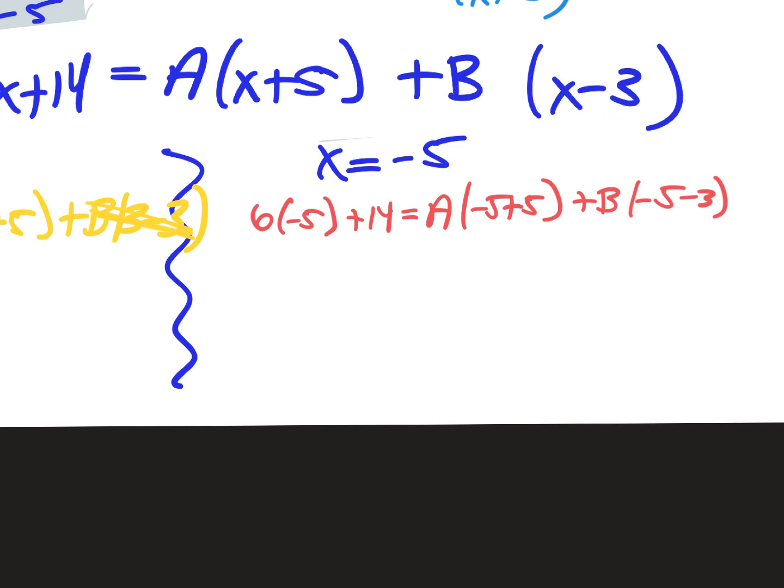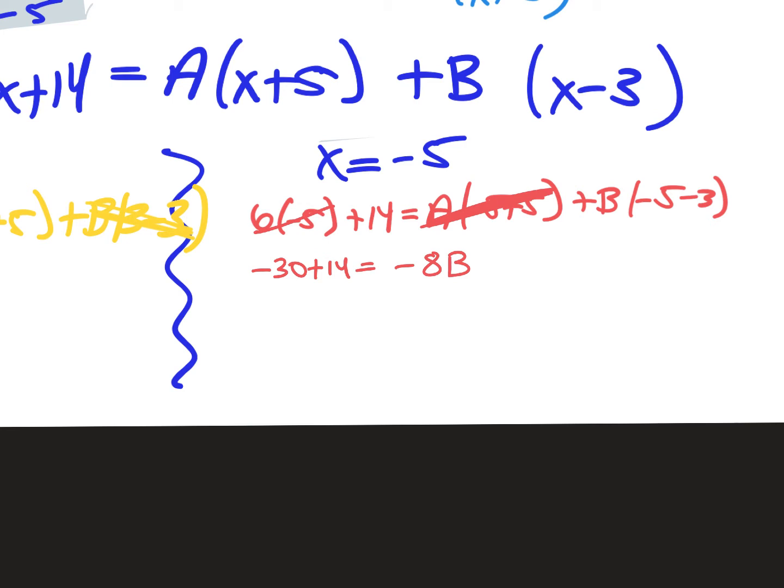So when we simplify, what is 6 times -5? -30 plus 14 equals, what's -5 plus 5? 0. Times a, so that just cancels out. And then what's -5 minus 3? -8. So this would be -8b. You guys agree?